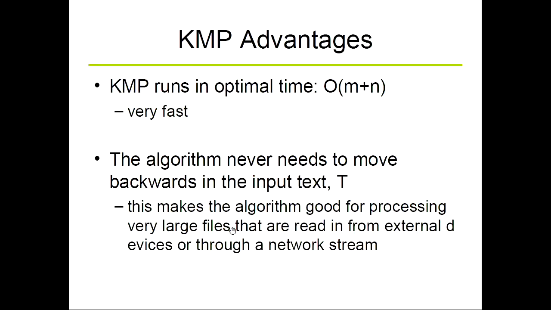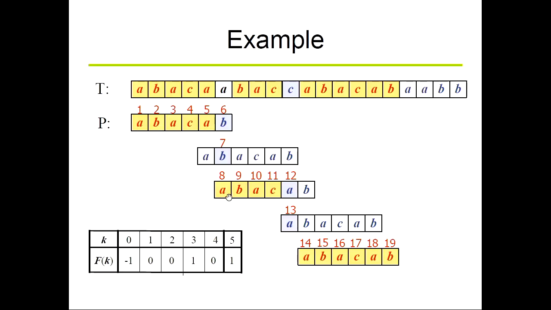So remember one thing that's very important. There's an advantage of this algorithm. It never needs to move backwards in the input text because it always just compares forward. So you can use it for really large files and even for streaming text, when you want to do the matching. Even with the skipping, we never go backward.